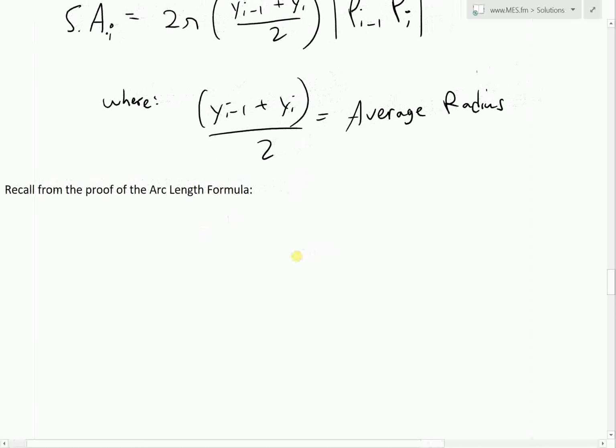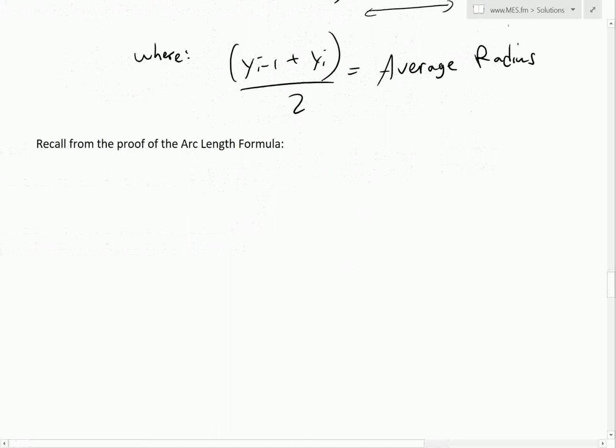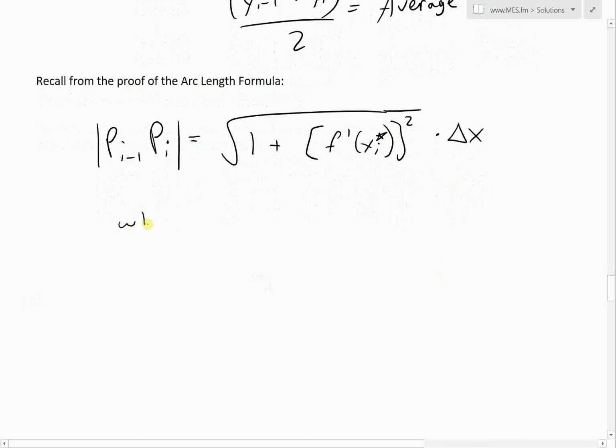And now if we recall from the proof of the arc length formula that I went over in my earlier video, I showed that basically this length right here, or this distance across, is just going to be equal to the square root of 1 plus the derivative of that curve function at xi star, squared, times the width of that band. You can see that in my earlier video, linked below.